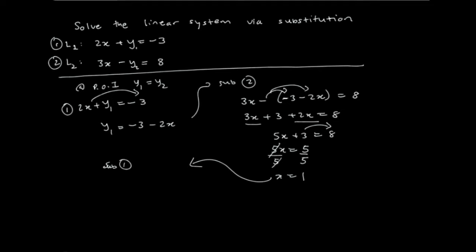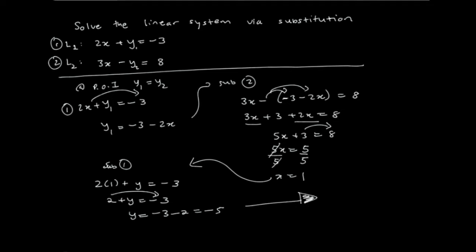I'm going to substitute this into equation 1, so you get 2 times 1, wherever I see x I plug in 1, plus y is equal to negative 3, so 2 plus y is negative 3. Y is equal to, if I move the 2 to the other side, negative 3 minus 2, which is negative 5. Alright, so this tells us that our point of intersection here is 1 and negative 5.